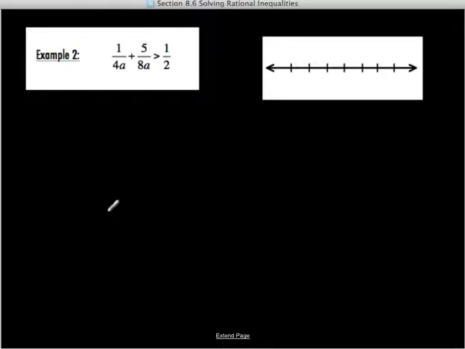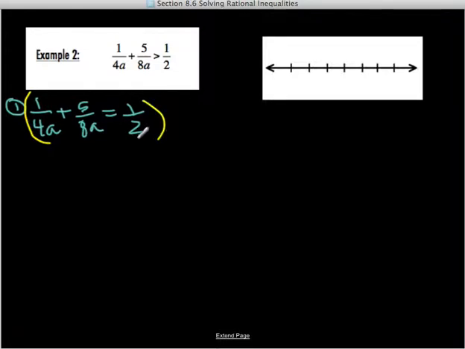We have 1 over 4a plus 5 over 8a, and that's greater than 1/2. All right, so step 1, solve the equation as is. So I have 1 over 4a plus 5 over 8a. Is that equal to 1/2? Okay, so I'm going to take my least common denominator. I have 4, 8, and 2, so I can make them all be 8. And I'm going to have 8a.